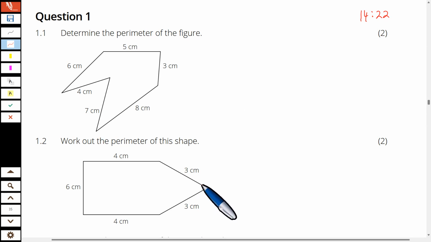Right. To start with, we are looking at the following shapes. This is a worksheet, and therefore we're going to work through the questions together. We are asked here to learn how to determine the perimeter of a figure. Given this figure, how do we find the perimeter of this figure? First we are learning, and then I'm going to give you a couple of exercises.